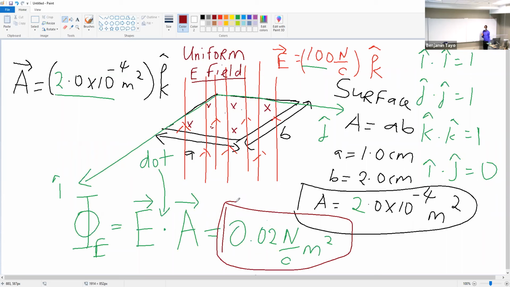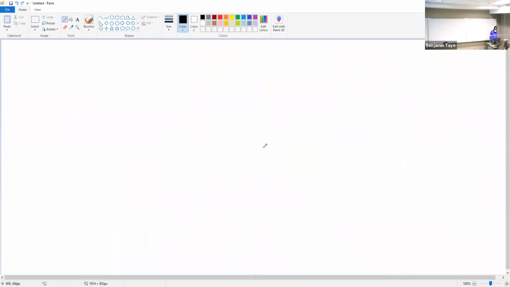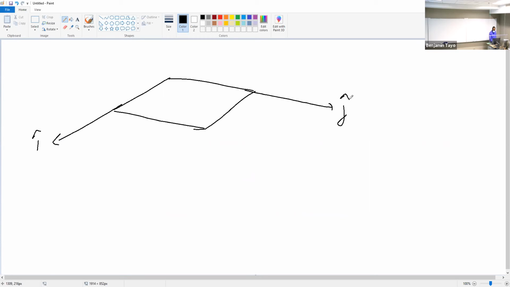All right. Now, keep this example in mind. Keep this in mind, and let me show you a second example here. Again, the same thing. I had J, then the area, we've already calculated our area vector is 2.0 times 10 to the negative 4.